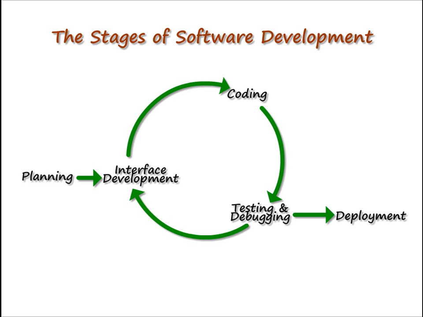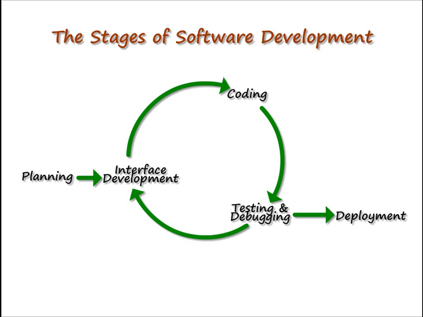In a previous video, I discussed the 5 stages of software development, at least as far as I define them in working on a simple application. We have a planning stage, interface development, coding stage, testing and debugging stage, and deployment stage.